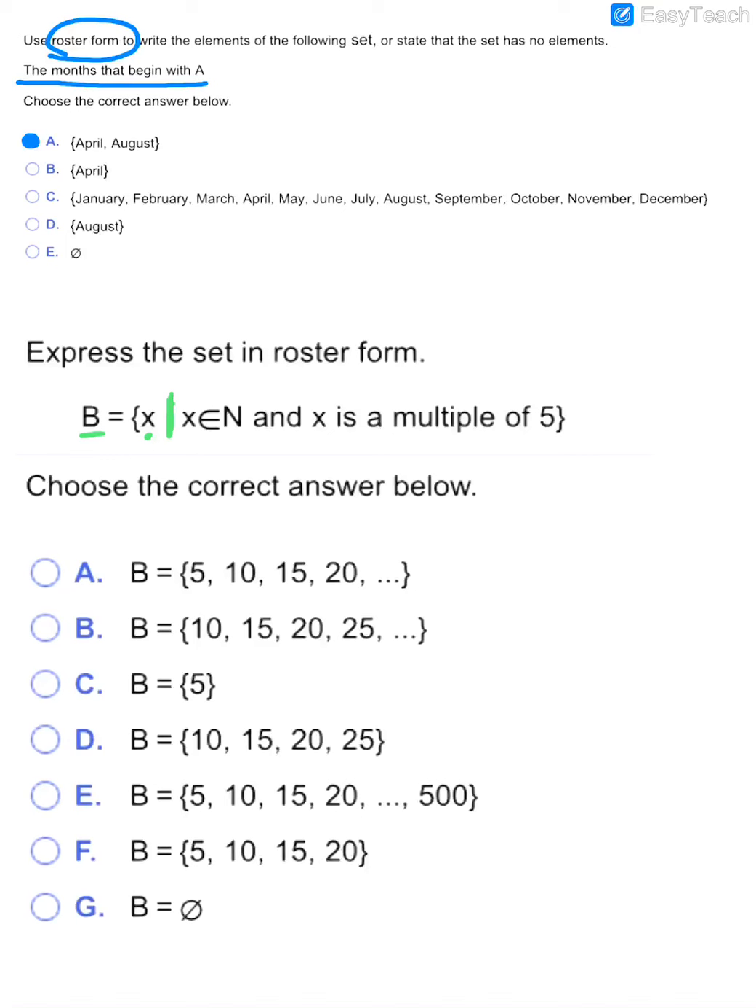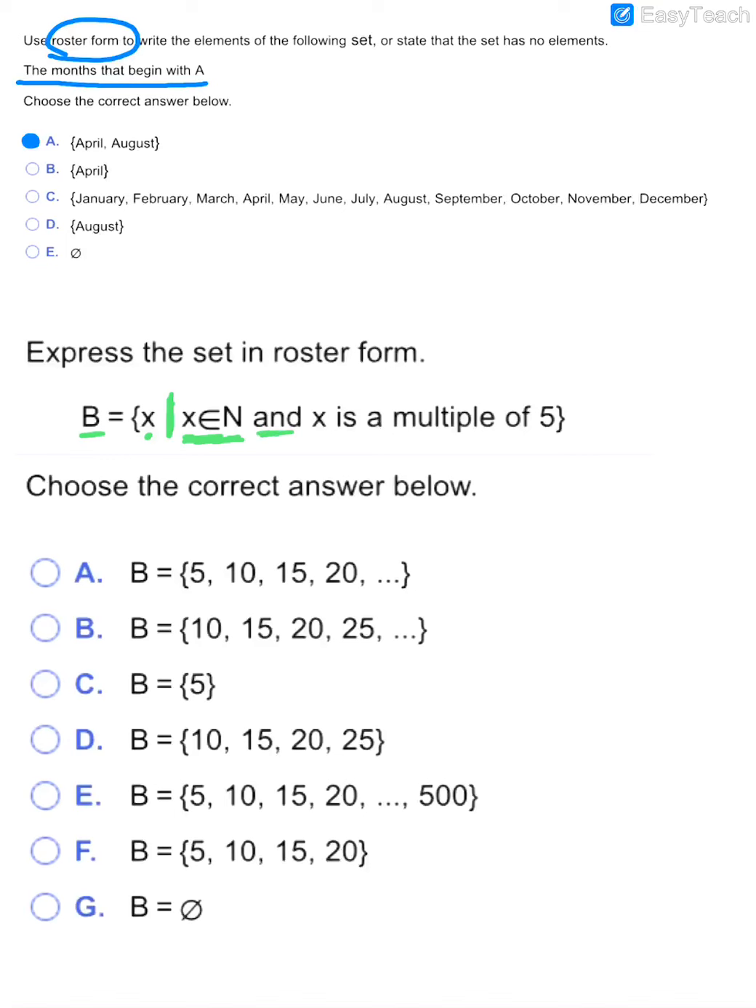And so this is telling me that my element X is an element of, or it's part of, the natural numbers. Natural numbers are your counting numbers. I always think of it as when you were a kid learning to count, it was natural for you to say 1, 2, 3, 4, and so on. So those are your natural numbers.